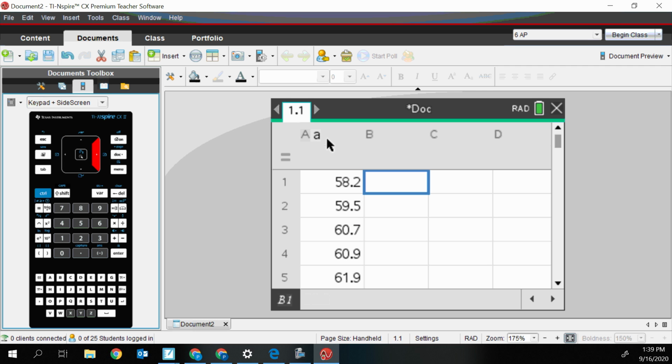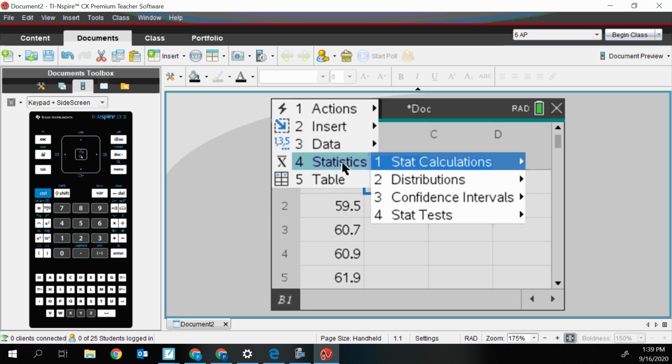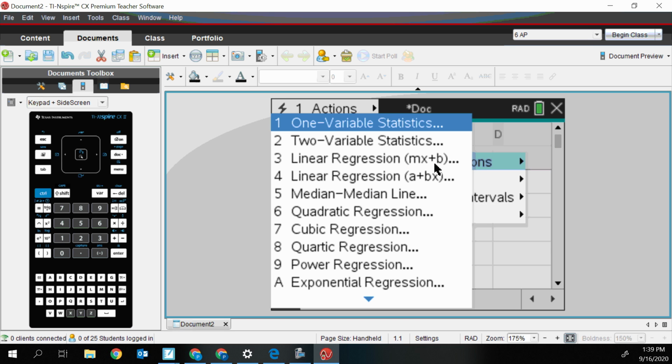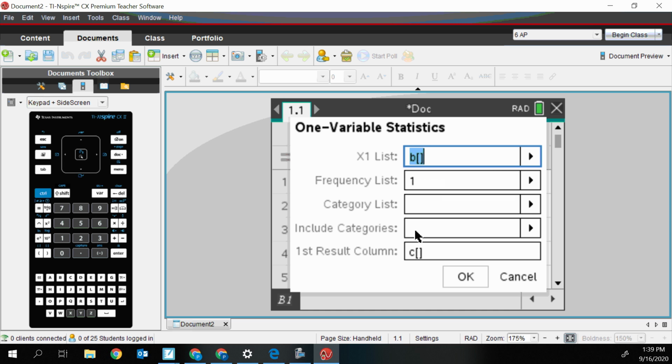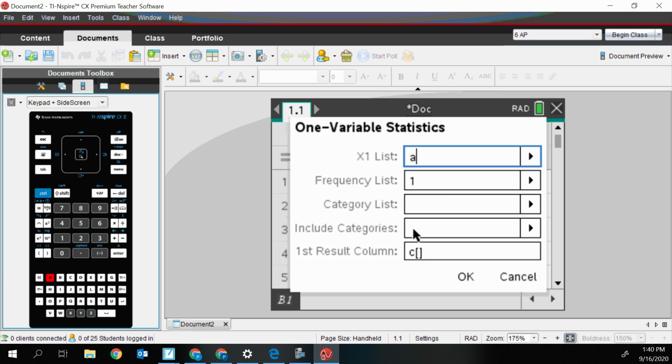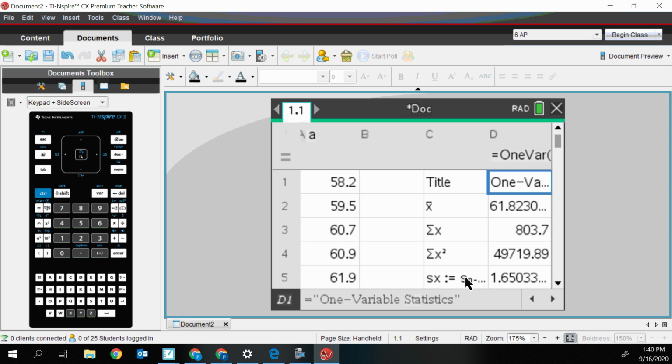So then you go to a blank box, and you're going to go Menu, number 4, Statistics, Stat Calculations, and we're going to do a one variable stats. We will always do one list, and then we have to tell it what the name of our list is. So we're going to have A. If we had had a frequency list, like that told us how many times each of those happened, we would put whatever the title of that column was. But we did not, so you just leave that as 1 if you only have one column of things. And then go down and hit OK.